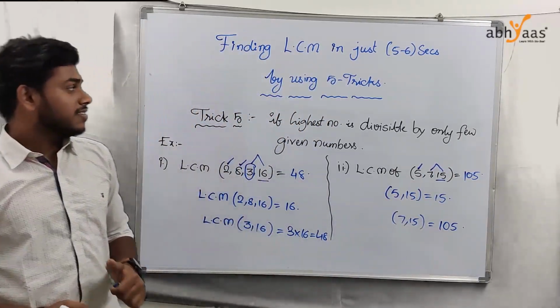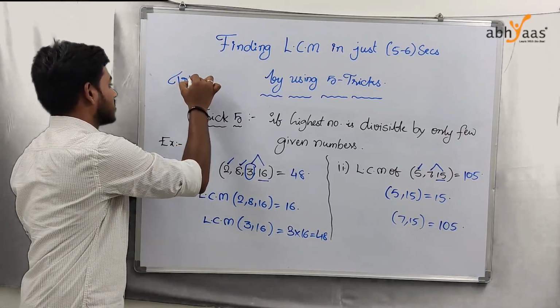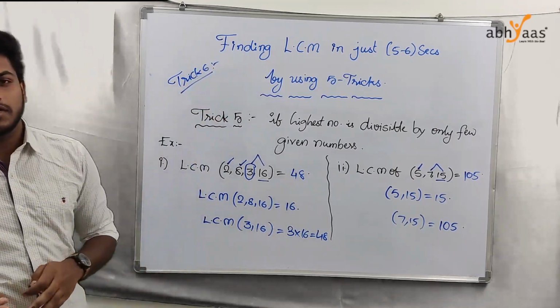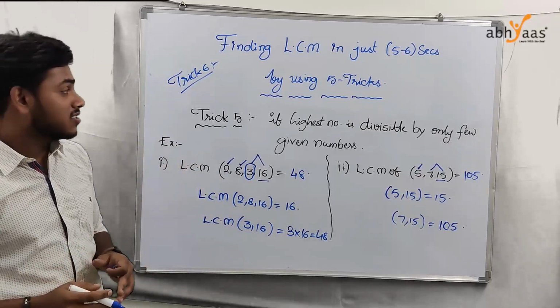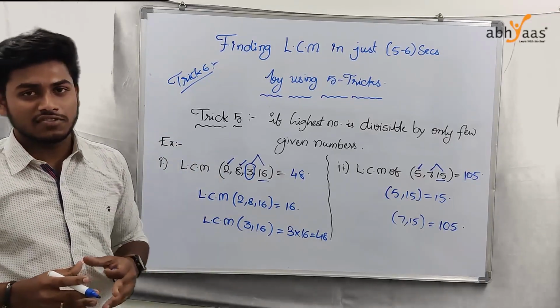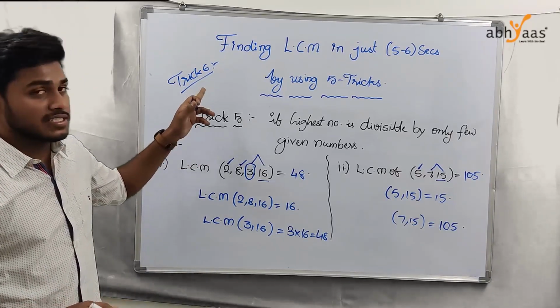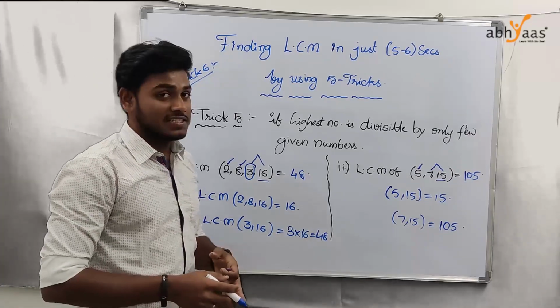Right? So other than these 5 tricks, we are also going to discuss trick number 6. That is how to find the LCM by using the canonical form in the least possible time. But considering the length of this video, we are not discussing it in this video, and this is going to be discussed in the next video. I think this one is clear.